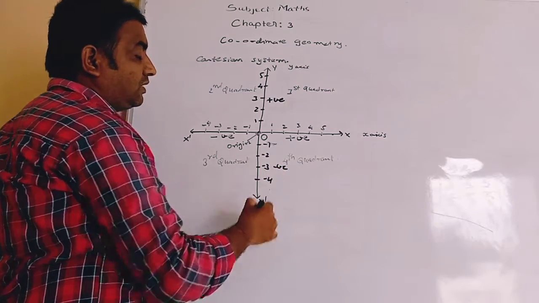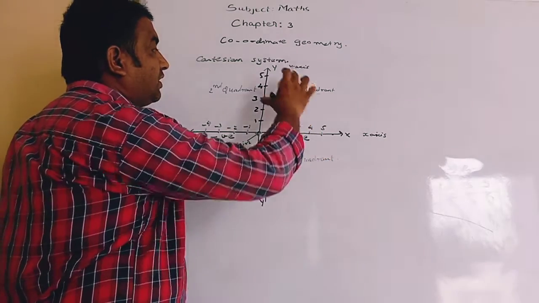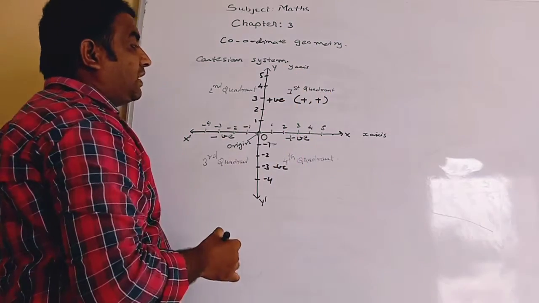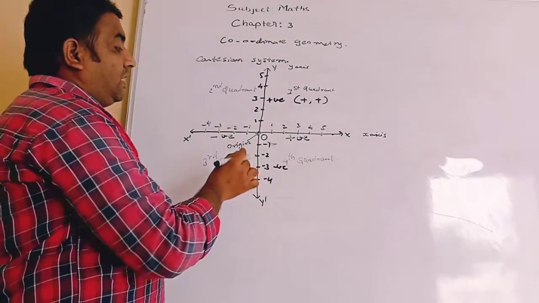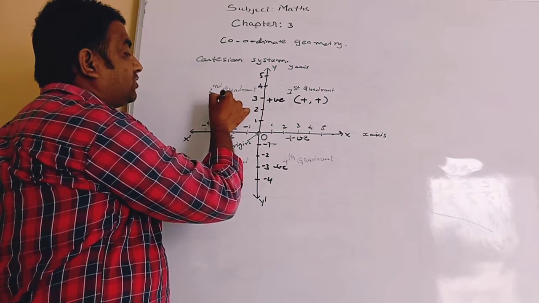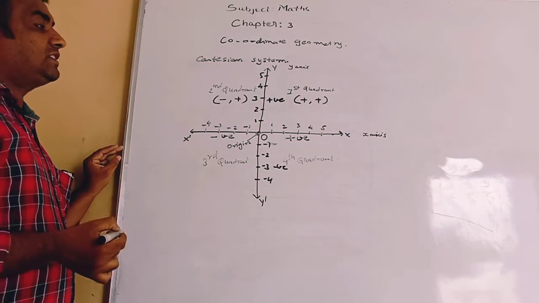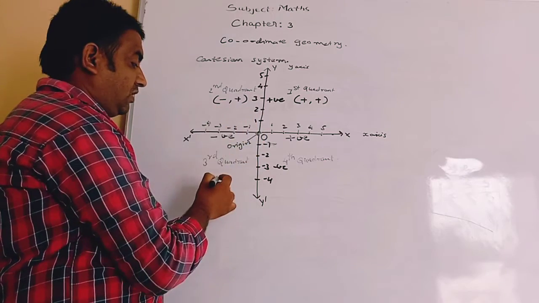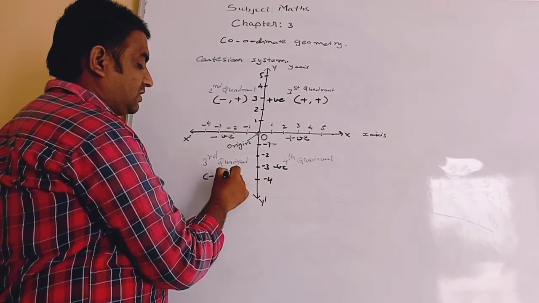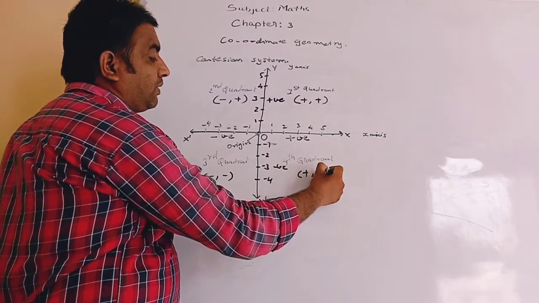So we can see that in the first quadrant the x coordinate is positive and the y coordinate is the same, so its points will be plus plus type. Here the x coordinate is negative and the y coordinate is positive, so its points will be minus plus type. Always we write the x coordinate sign first, and second the y coordinate sign. Now here the x coordinate is negative and the y coordinate is negative, so minus minus type, and here the x coordinate is positive and the y coordinate is negative, so plus minus type.